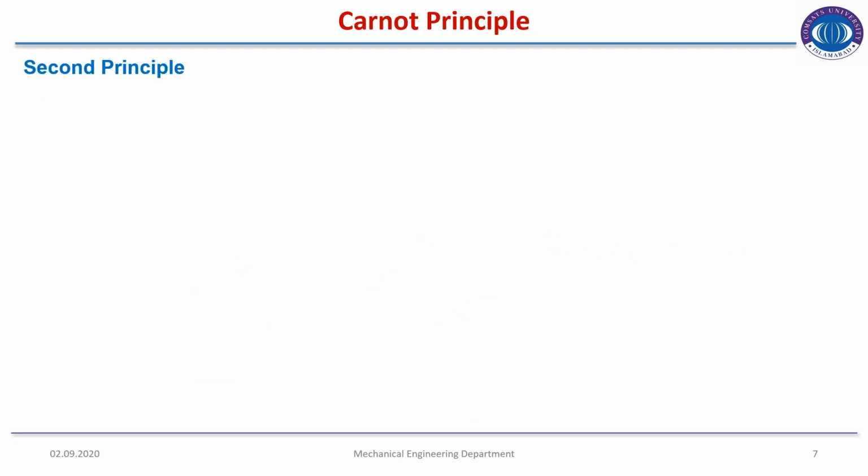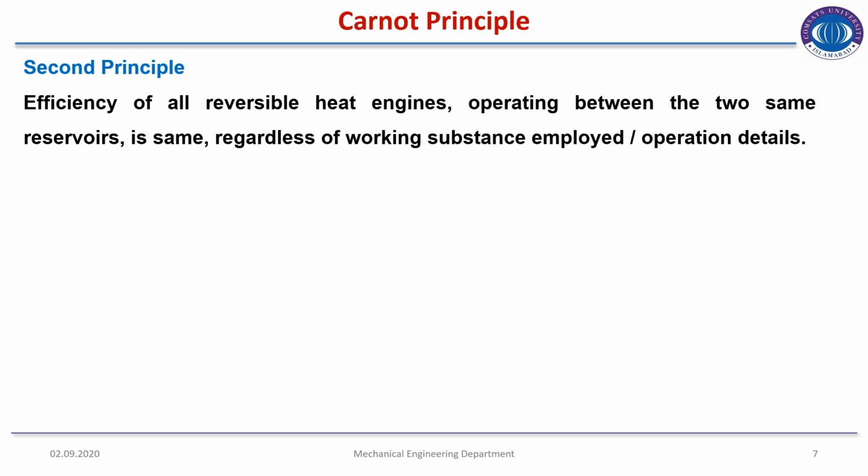Carnot second principle. The statement of Carnot second principle is: the efficiency of all reversible heat engines operating between two same reservoirs is the same, regardless of the working substance employed or operation details.